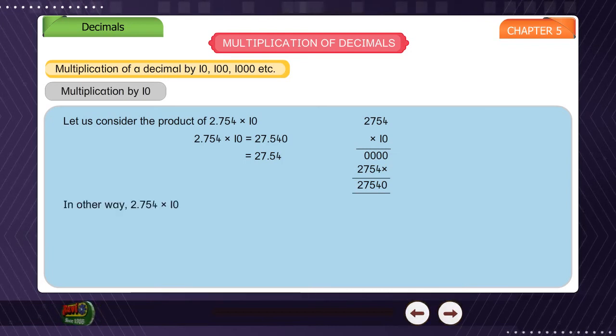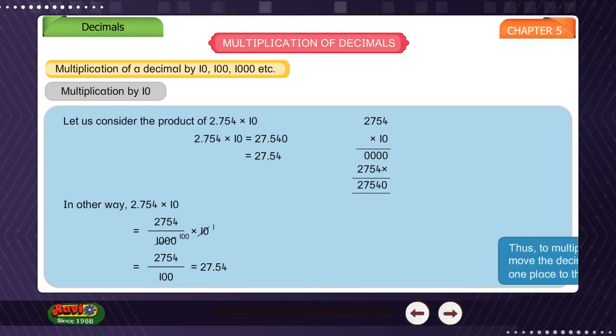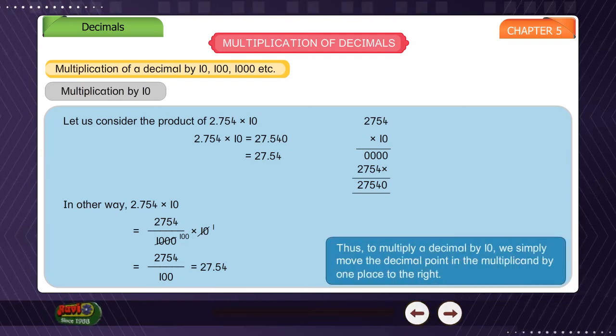In another way, 2.754 into 10 is equal to 2,754 by 1,000 into 10, which is 2,754 by 100, equal to 27.54. Thus, to multiply a decimal by 10, we simply move the decimal point in the multiplicand by one place to the right.